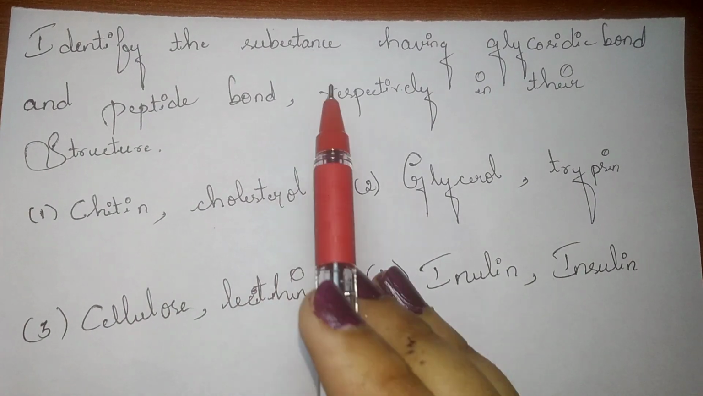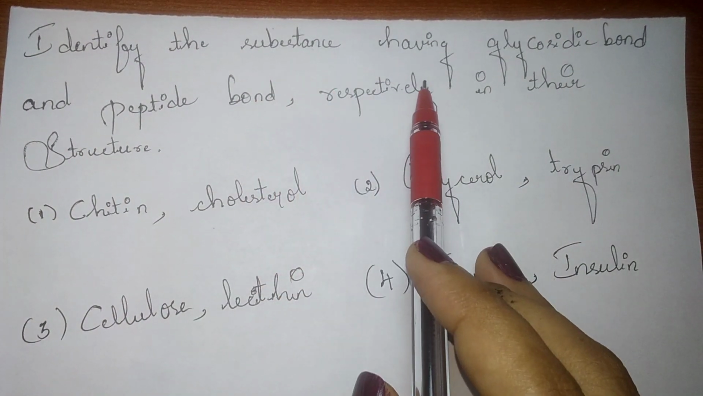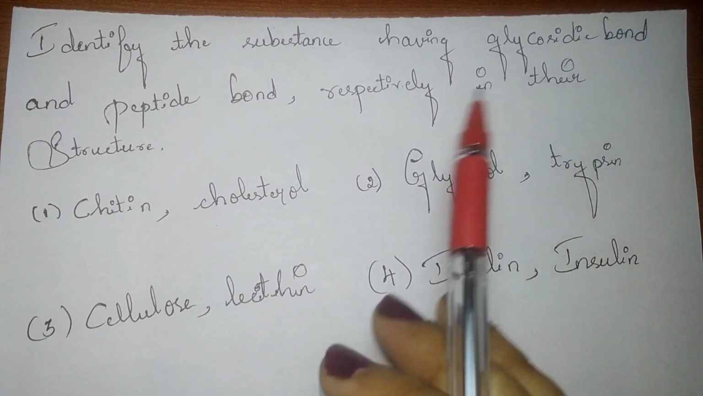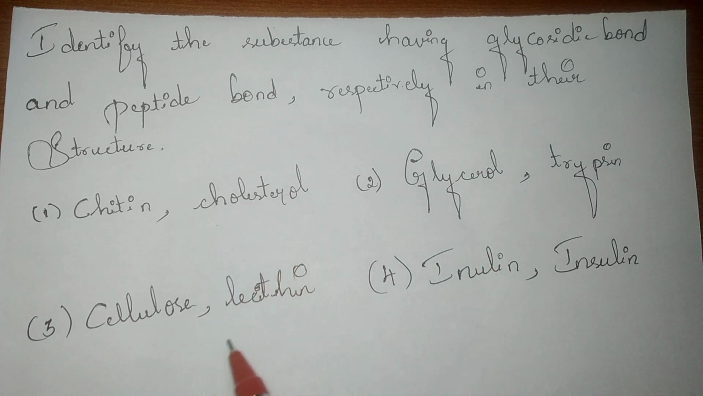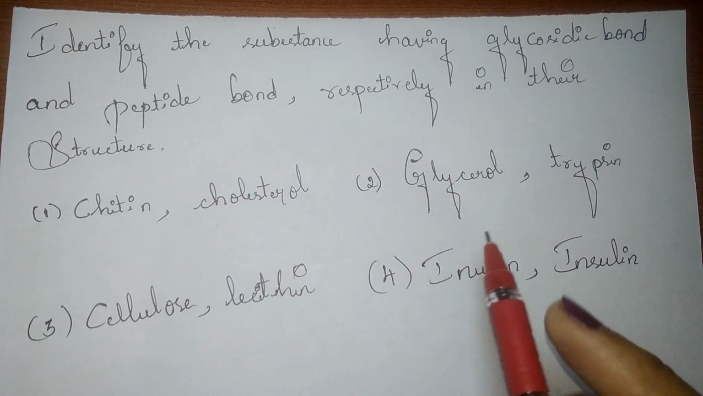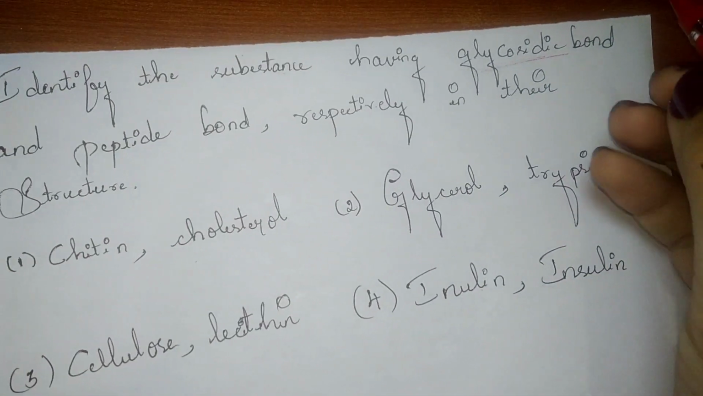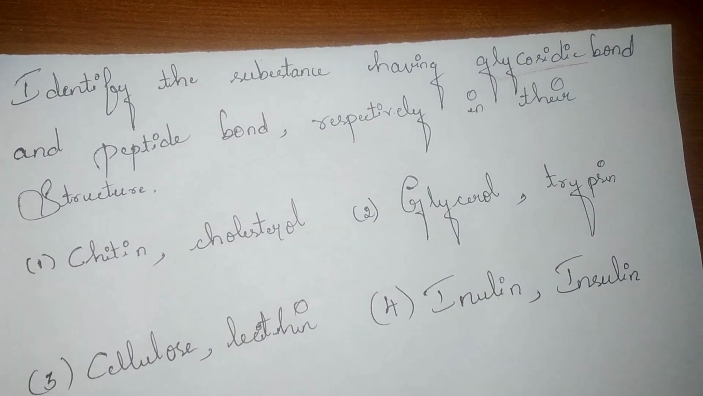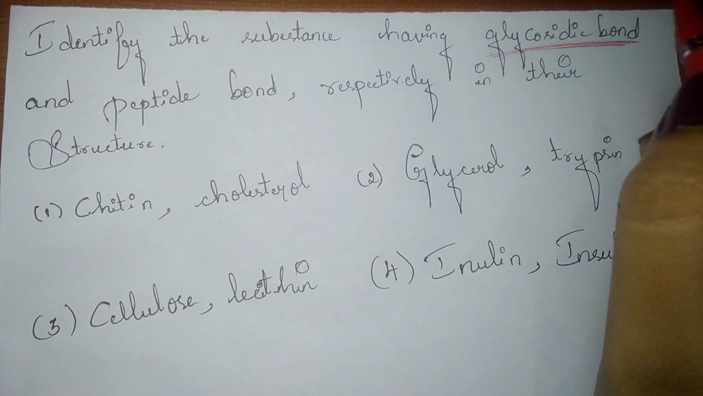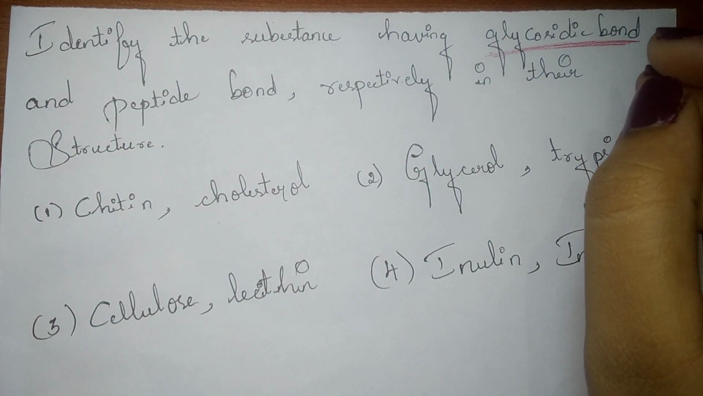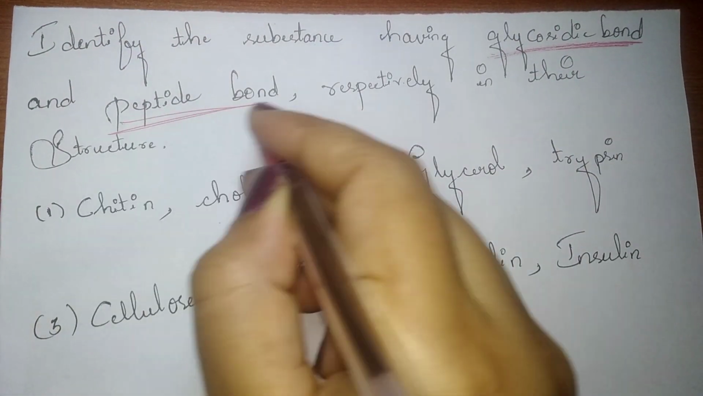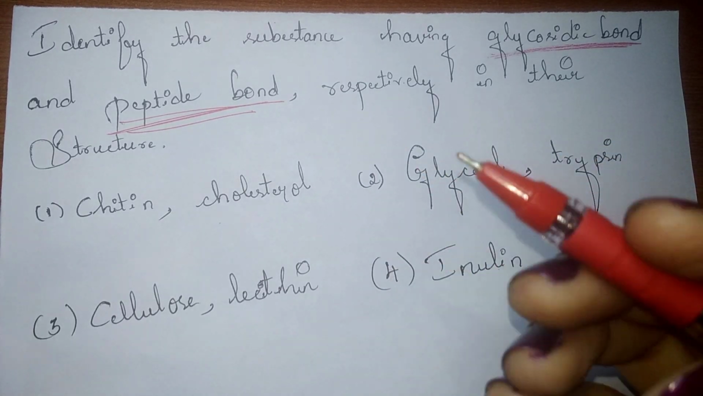The next question is, identify the substance having glycosidic bond and peptide bond respectively in their structure. Here they have given some options. Among these, we need to choose which has the glycosidic bond and peptide bond. Here the glycosidic bond is usually formed between monosaccharides to make them polysaccharides, and the peptide bond is usually formed between the fatty acids.